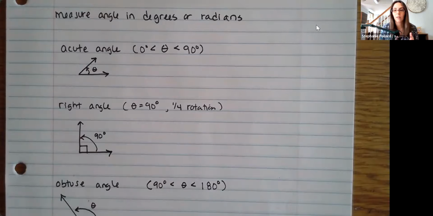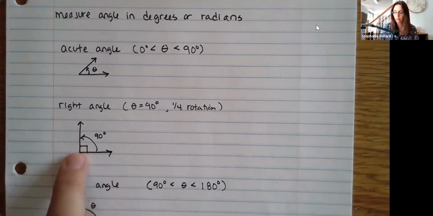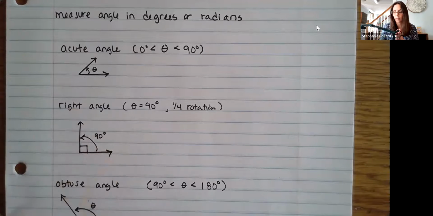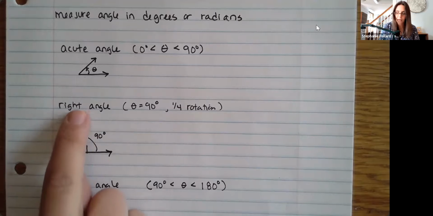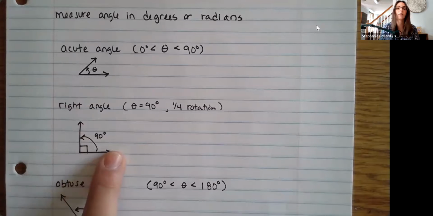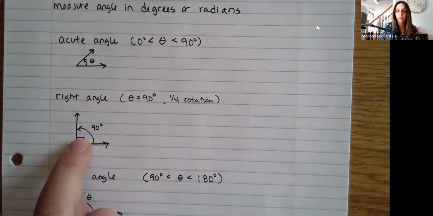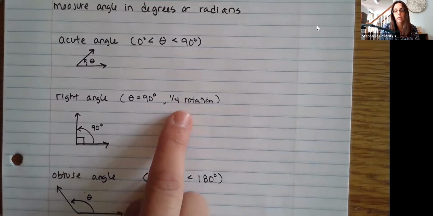90-degree angles are one of our main kinds of angles, and they're really helpful because they form this perfect straight up and down association. When you have that perfect vertical with that perfect horizontal, that creates a 90-degree angle. We use this little square symbol to represent that as well. It's also known as a quarter rotation.